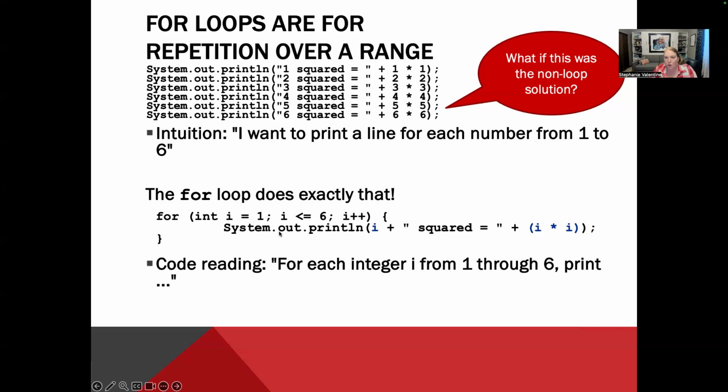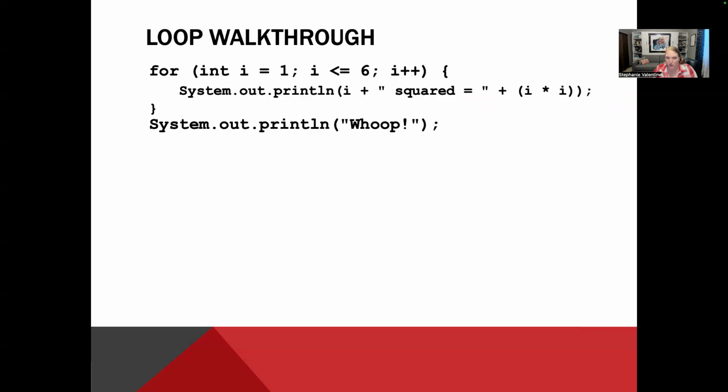Let's walk through what that looks like. So here is our for loop. We are going to see what the output is. So we start with I equals 1. We're going to do the test. Is I less than or equal to 6? And it is. I is less than or equal to 6. So we're going to go into the loop and we're going to print it out. So we're going to say 1 squared equals 1.